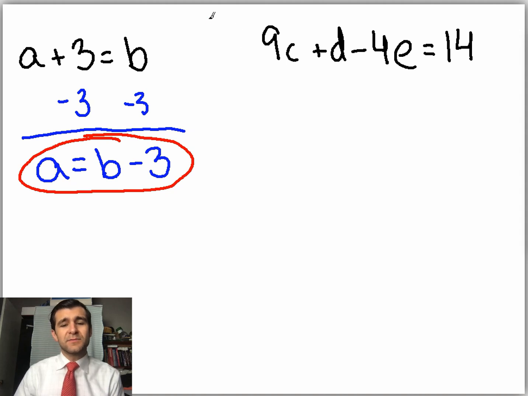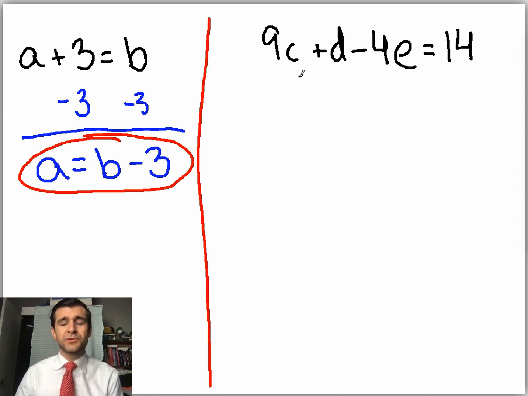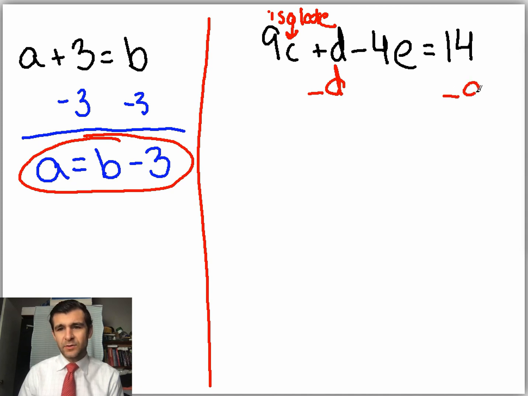All right, let's move on to this problem to the right. I want to isolate c. Okay, I'm going to isolate c, which means I want to get plus d minus 4e and this 9 all the way to the other side of the equation. Okay, so let's try to do that. Let's work on that d first. So I'm going to get that positive d to the other side of this equation.